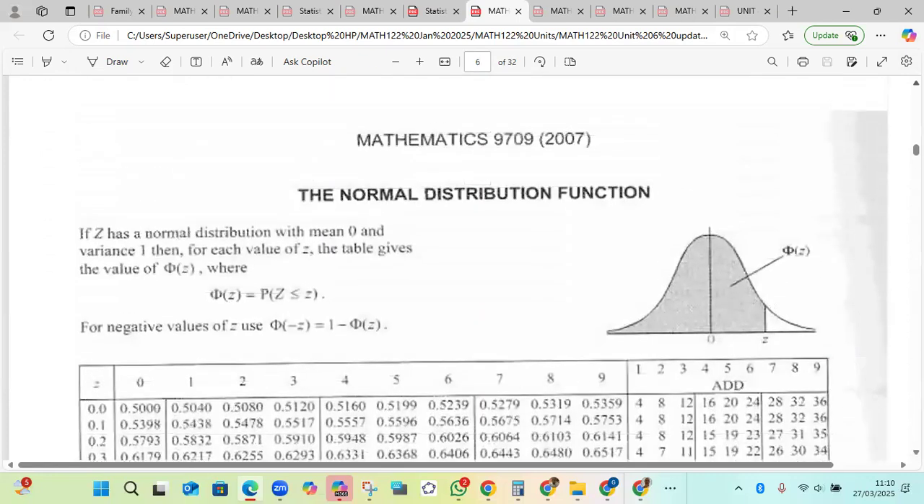Always bear in mind, this table is calibrated only for big chunks. And whenever you want to find a tail, you subtract the big chunk from 1. And big chunk meaning phi of a positive Z, starting from the right side of 0 going towards the left.